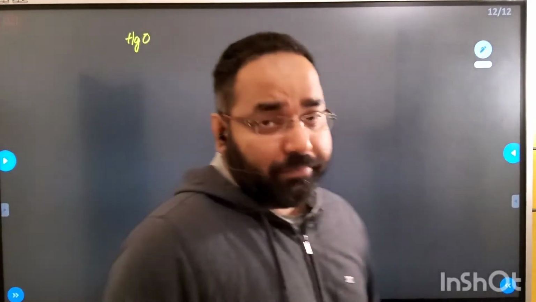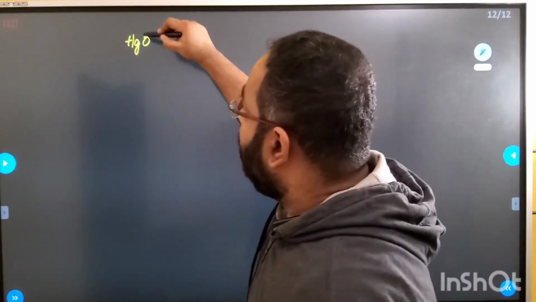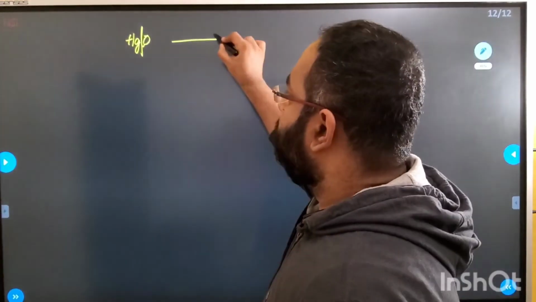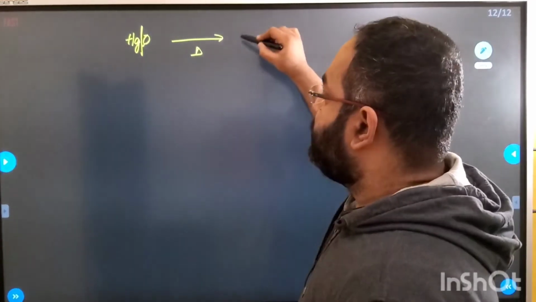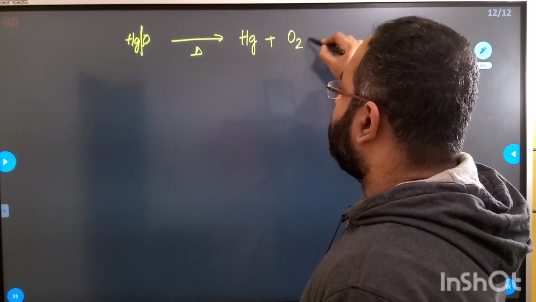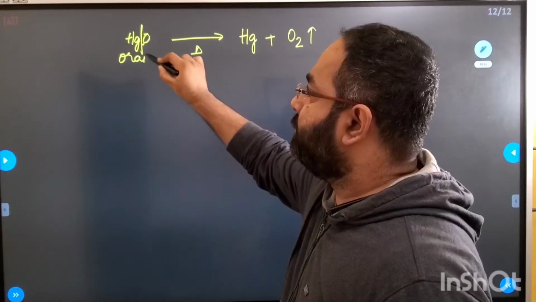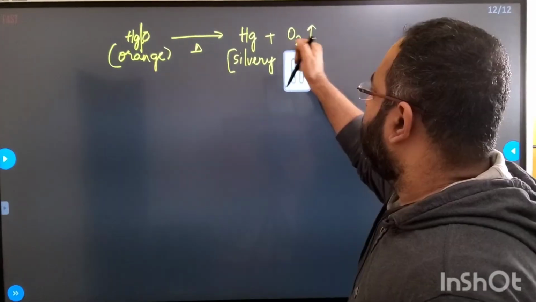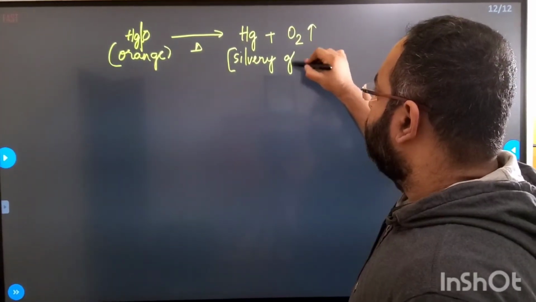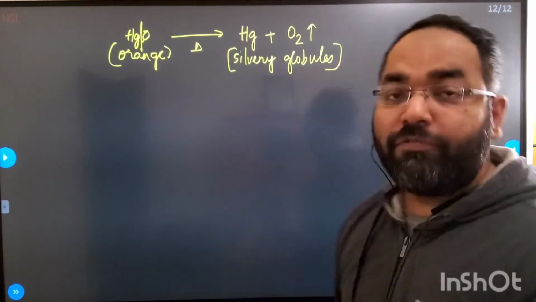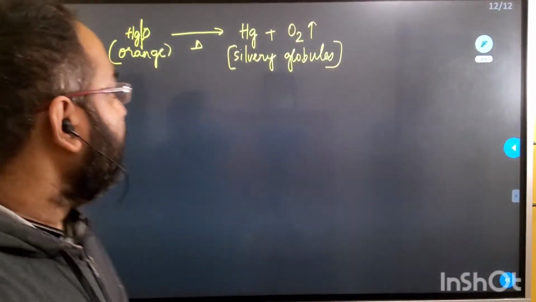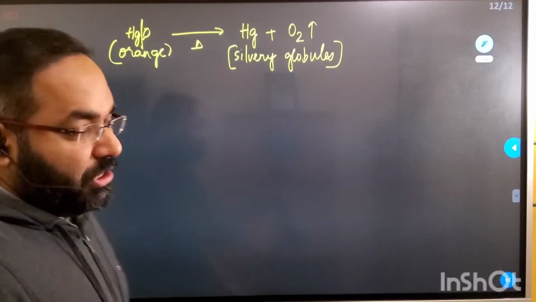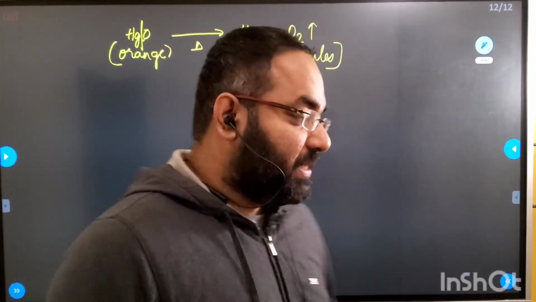Now, what do we do with metals such as mercuric oxide? If you want to extract mercury out of it, the bond between mercury and oxygen that you see here is very weak. Your job is to just break that bond because you need to get rid of oxygen. So the best way to do that is just heating it. When you heat it, HgO becomes Hg, liberating oxygen gas. HgO is orange in color, and towards the end of it, you will be able to see silvery globules of mercury. Simple.